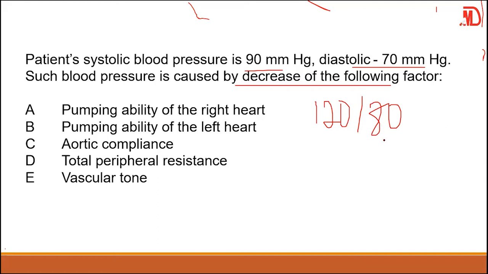Now, don't forget that we can never have everybody at the same value. This cannot be the standard. This is just the minimum. Don't go below this value. But having 125, 85 is normal. Even 130 is normal, 135 is normal. Just that you are getting close to hypertension.